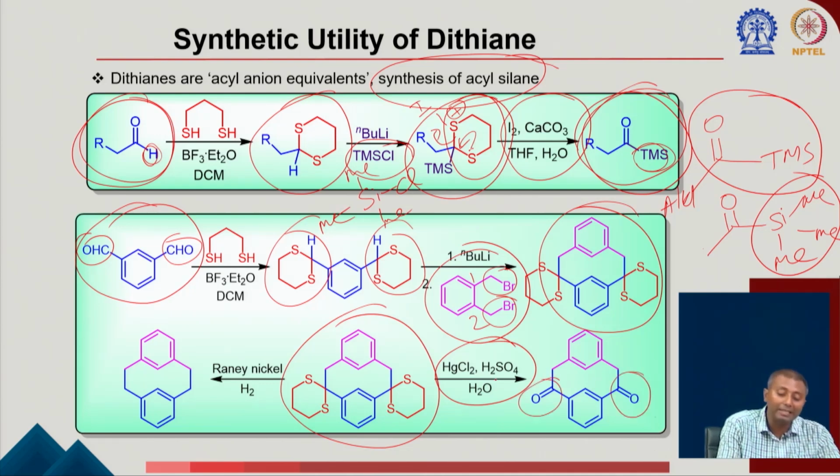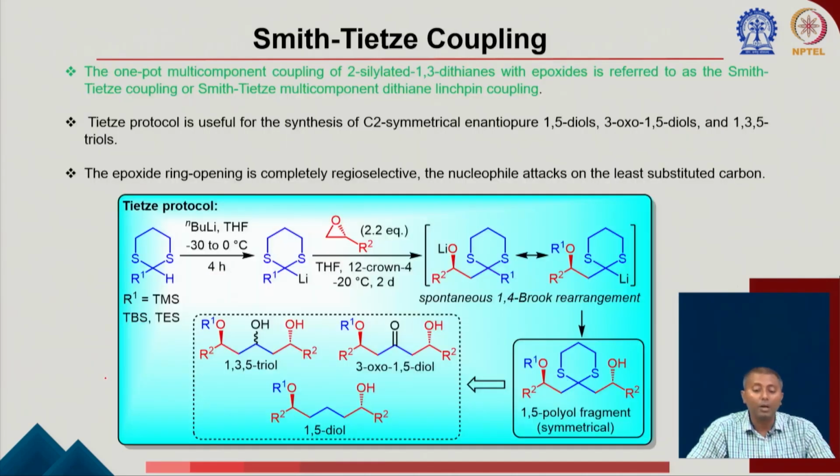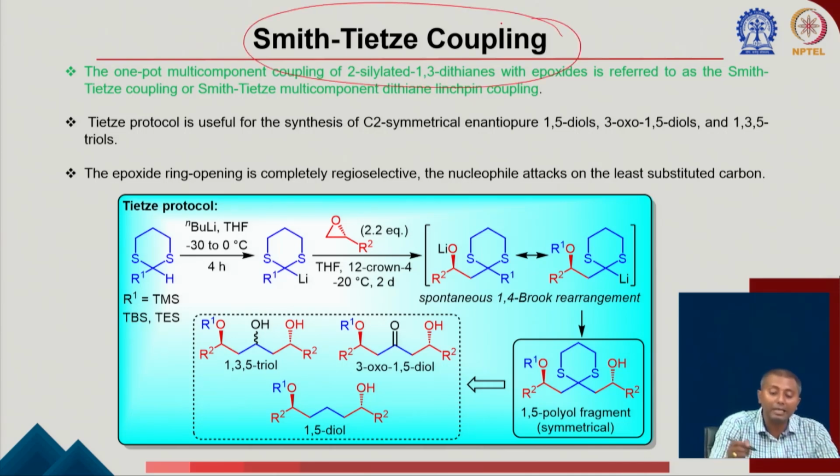Or if you use Raney nickel, the Raney nickel can do one thing: it can cleave this carbon-sulfur bond and give you a carbon-hydrogen bond, using this H2 gas, to generate this compound. So now we are going to talk about the Smith-Tietze coupling. I think, as I told you, these are very important reactions because of this umpolung reactivity.